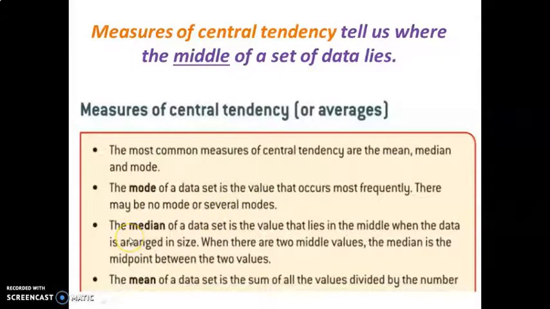The median of a data set is the value that lies in the middle when the data is arranged in size. It's the middle value. When there are two middle values, the median is the midpoint between these two. We'll look at these calculations in just a sec. And the last one is the mean of a data set. It is the sum of all the values divided by the number of values. I think you're familiar with these three, but we're going to look at them through an example here.